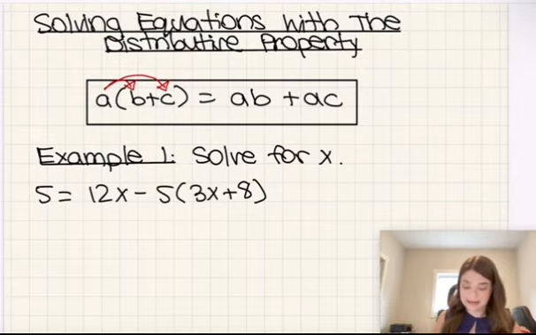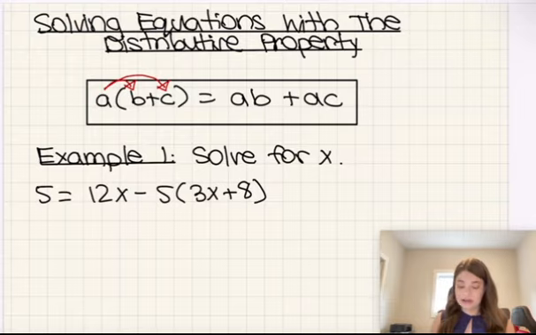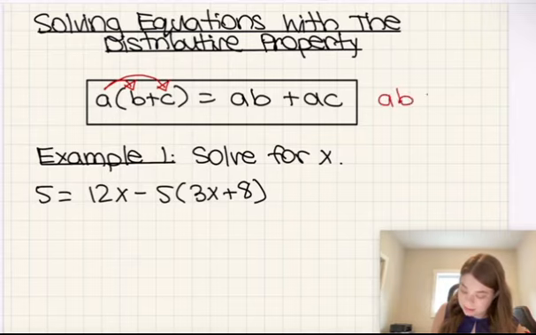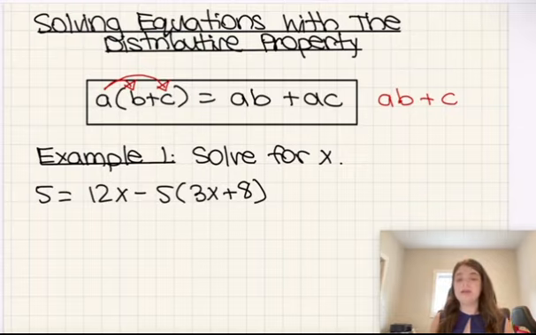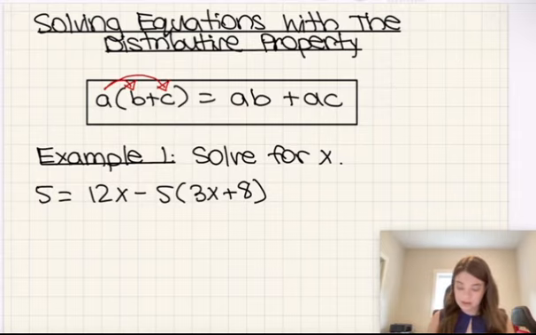A common mistake I see is students only multiplying by B, so ending up with A times B plus C, but that is not correct because the A needs to be distributed to both B and C as well. So let's do an example of solving for x.